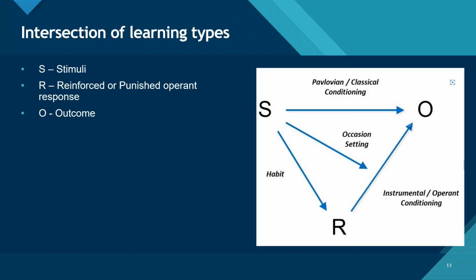But also a stimuli could be a part of a habit and go to your response. It could be a stimuli could go to an occasion setting and result in going to that, affecting that operant conditioning. So a stimuli might not go straight to a positive or negative response or an outcome, but it could go to a response. It could change how a response affects the outcome.